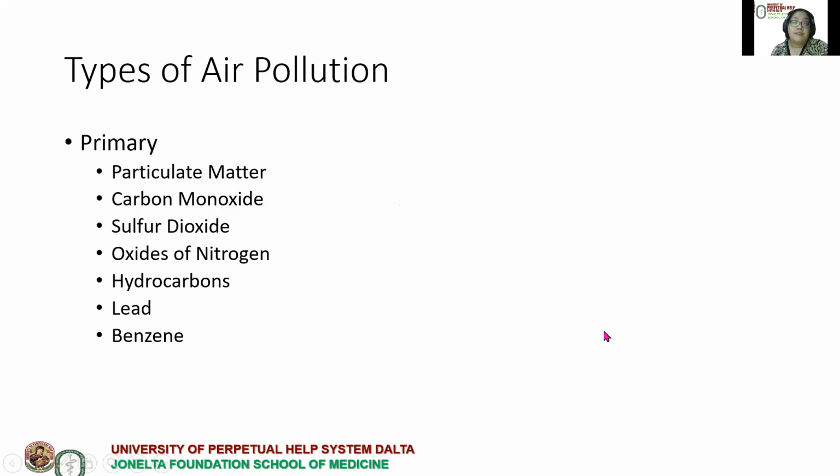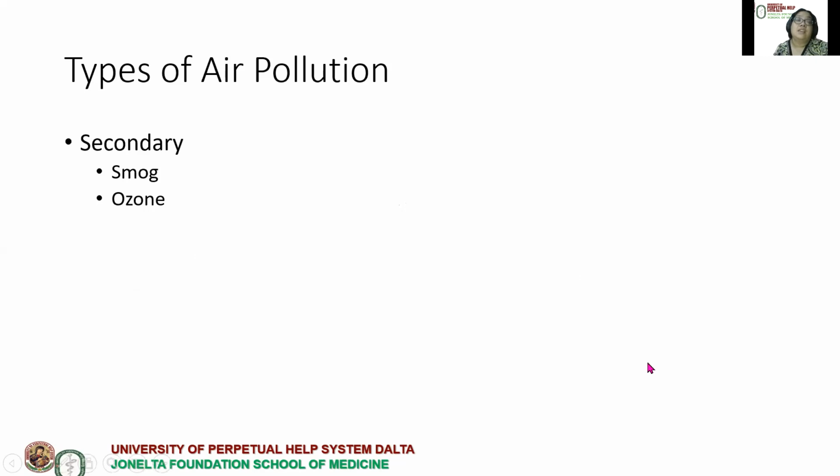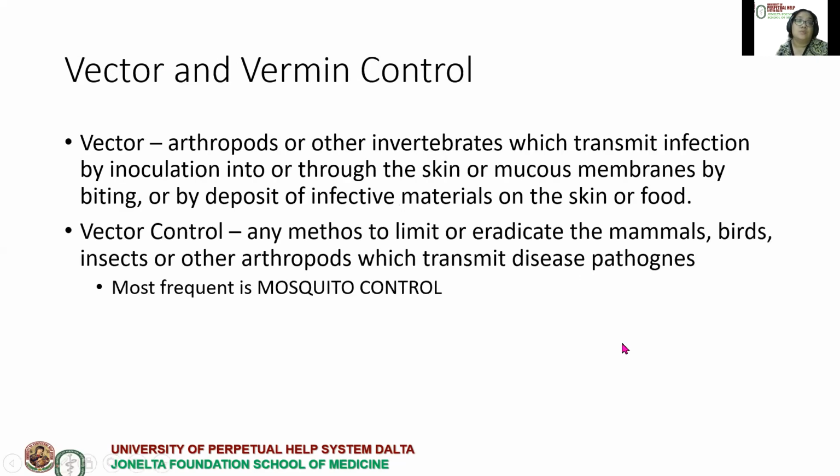There are two types of air pollution. One is primary: particulate matter, carbon monoxide, sulfur dioxide, etc. And secondary, which is comprised of your smog and your ozone.